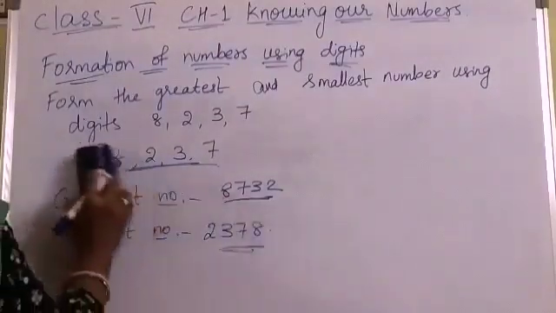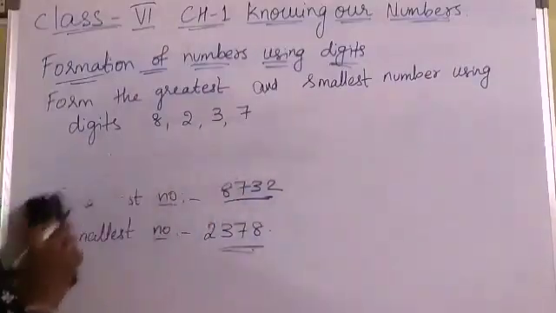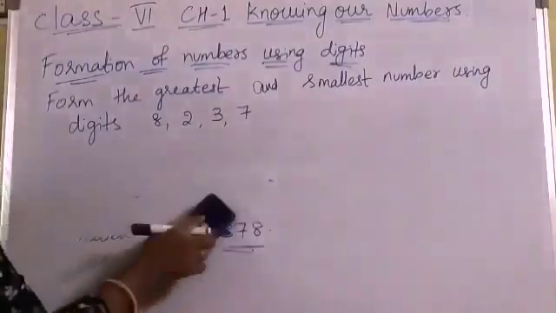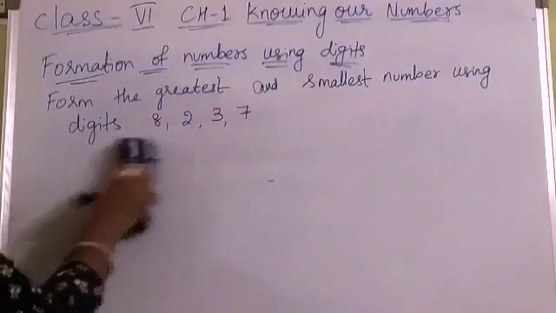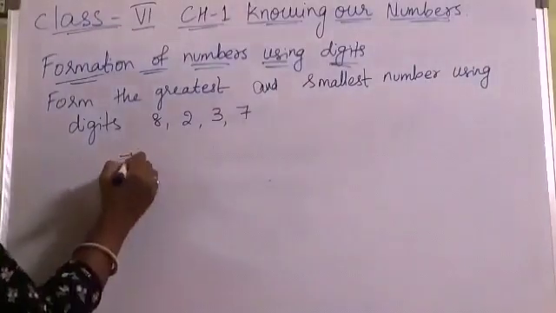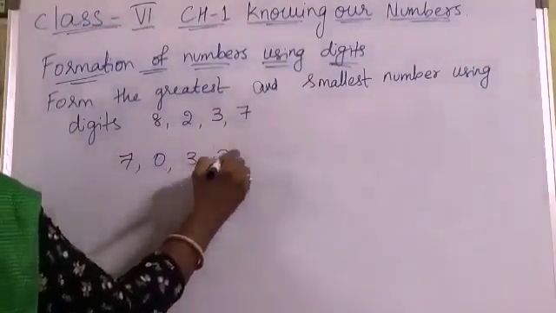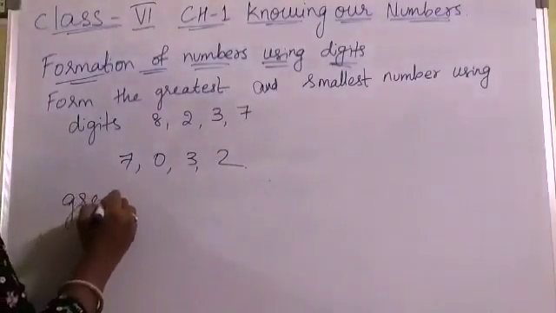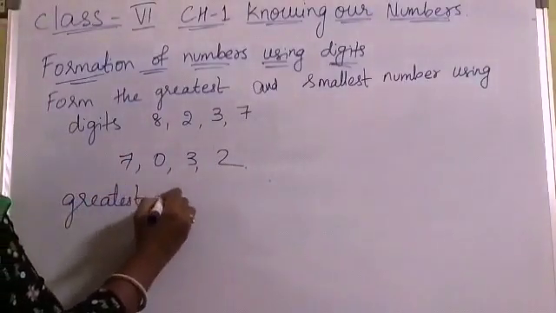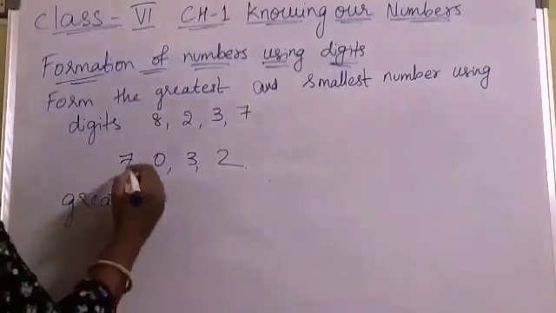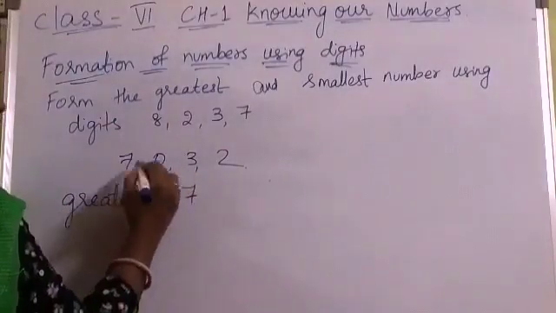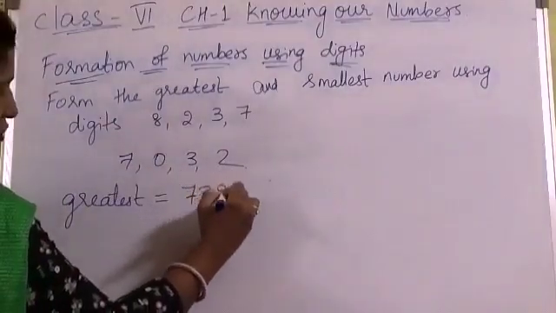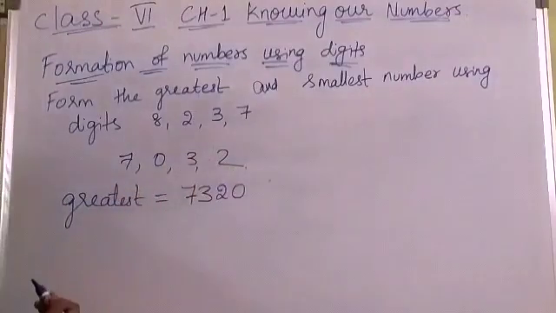For example, we will take other digits. One more example with 0, like 7, 0, 3, 2. How to write the greatest number with these digits? Which is the greatest here? 7. Next 3. Next 2. Next 0. This is the greatest number.